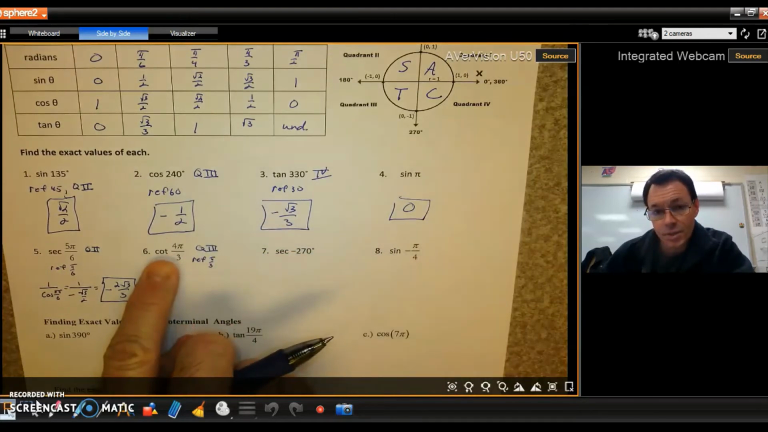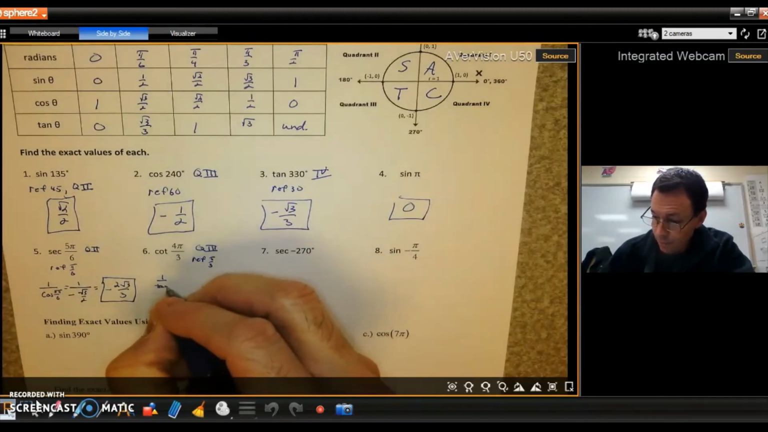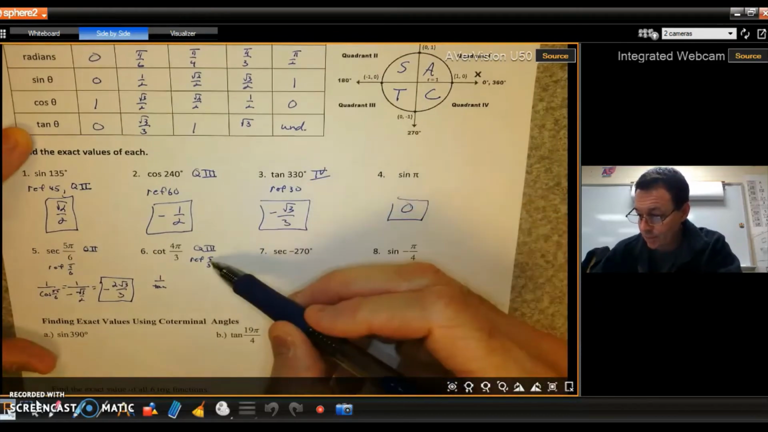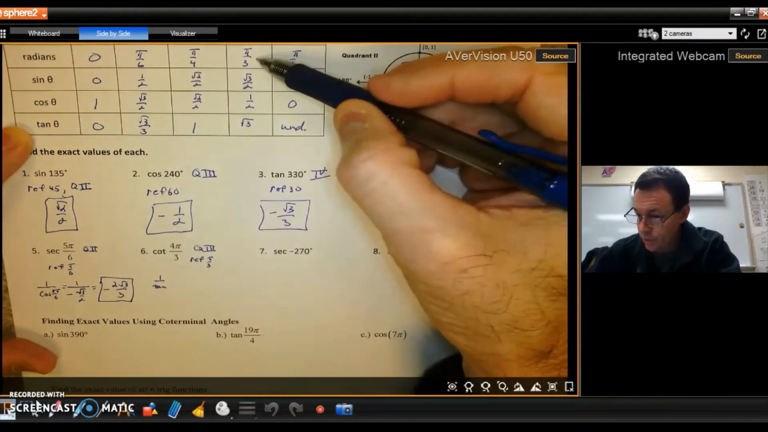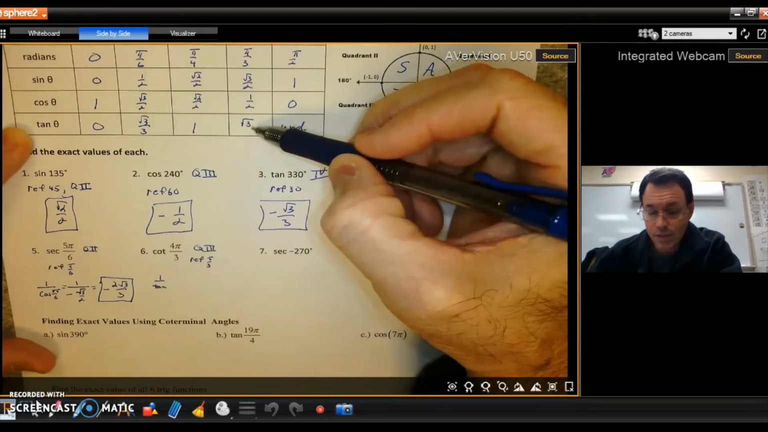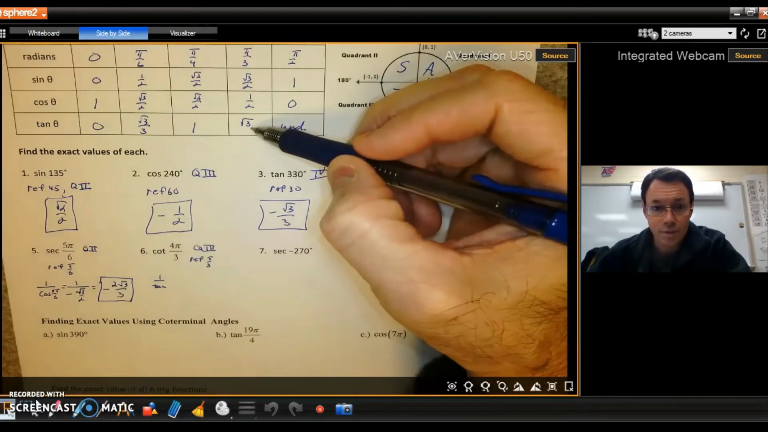And since this is cotangent, what we're actually going to find is the tangent, and then we're going to do the reciprocal of that. So this is what we're going to do. We are going to find the tangent of pi over 3, which is radical 3. Since it's in quadrant 3, the tangent should be positive. So it's going to be positive radical 3.